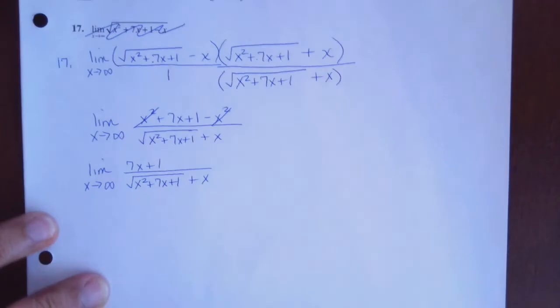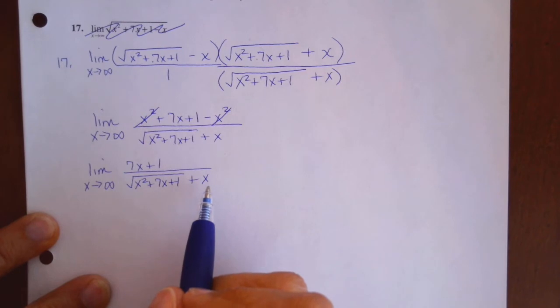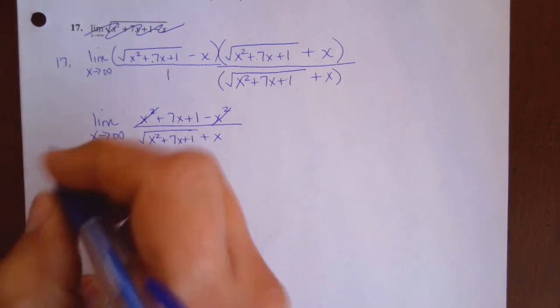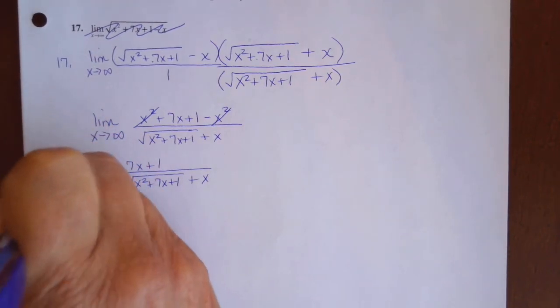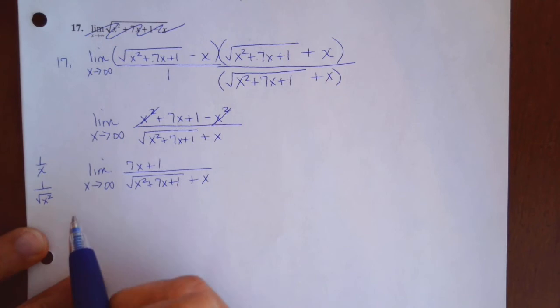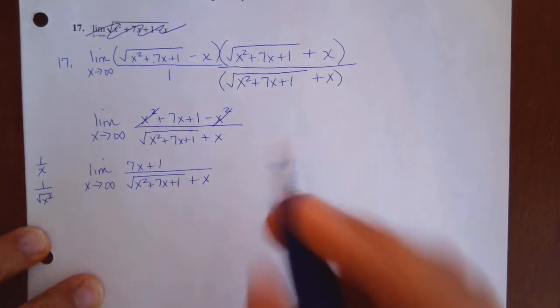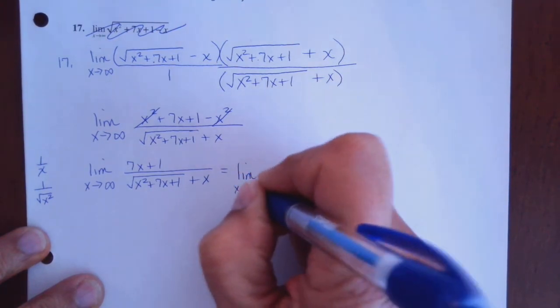Okay, so now we're at the point where we're looking for what is the highest power of x in the denominator. All right, well, x is the highest power, and then remember, the square root of x squared is x. So we are looking at either 1 over x or 1 over the square root of x squared. That's what we're going to be multiplying by, depending on what our term is, okay? So we are going to have the limit as x goes to infinity.